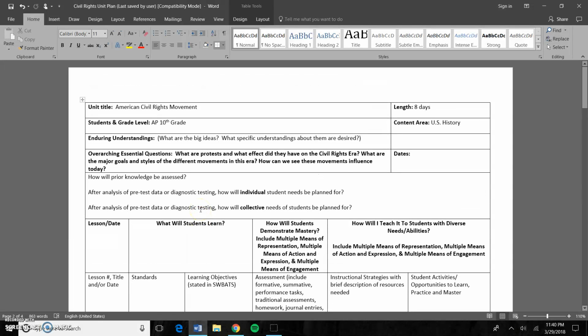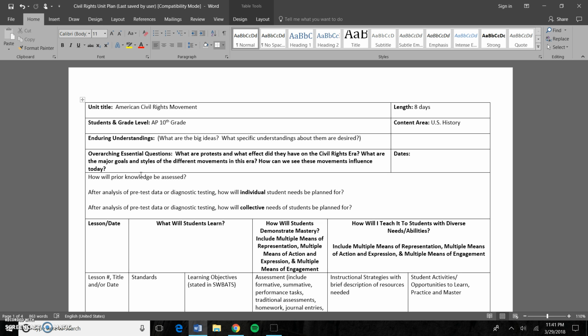Good evening. This is the unit plan for Mr. Overton's 10th grade AP US History class. And the unit we are looking at is the American Civil Rights Movement, which will last 8 days, concluding with the test day. Now, the overarching essential questions for this unit are: what are protests and what effect did they have on the civil rights era?